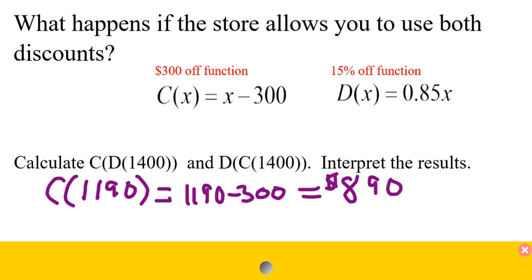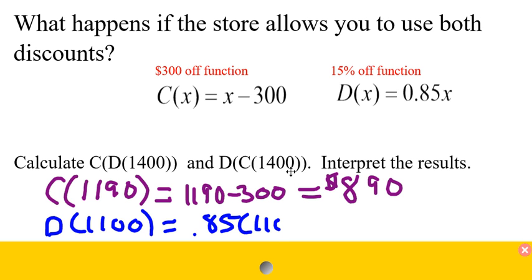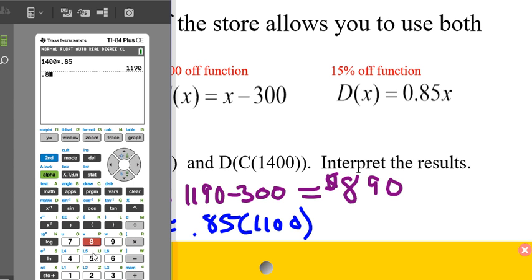Let's say they say, well, how about you take the coupon off first, so that we already found that C of 1,400. So now we know that's 1,100. So now I'm going to do D of 1,100, which means I'm doing 0.85 times 1,100. Okay, and if I throw that in my calculator, what do I get? 0.85 times 1,100. And I get $935.